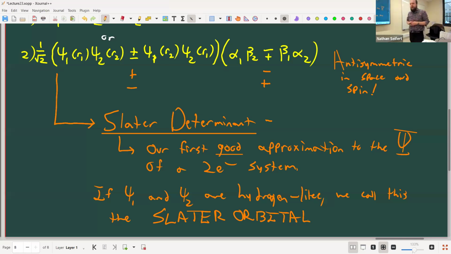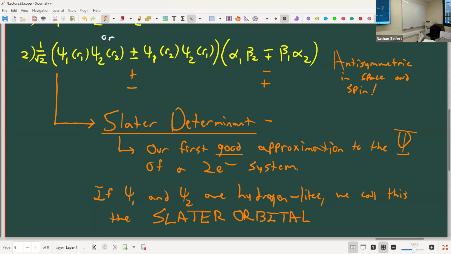And so it's an antisymmetrizer, if you will. And this is the key to understanding and calculating multi-electron systems. This is the right approximation. Now, unfortunately, I have 5 minutes, so I can't do the calculation for you today.